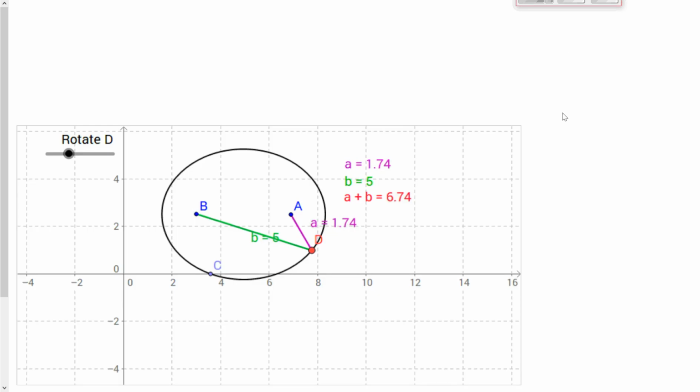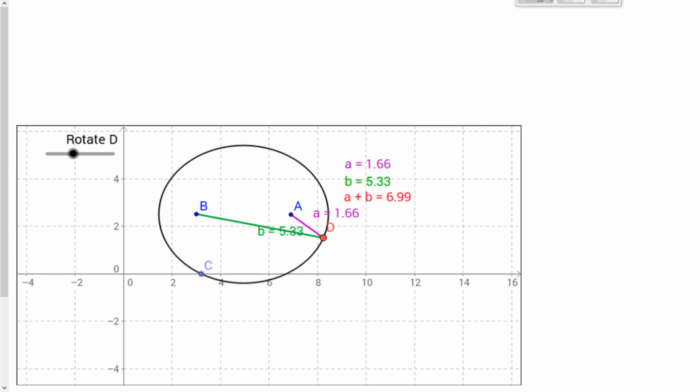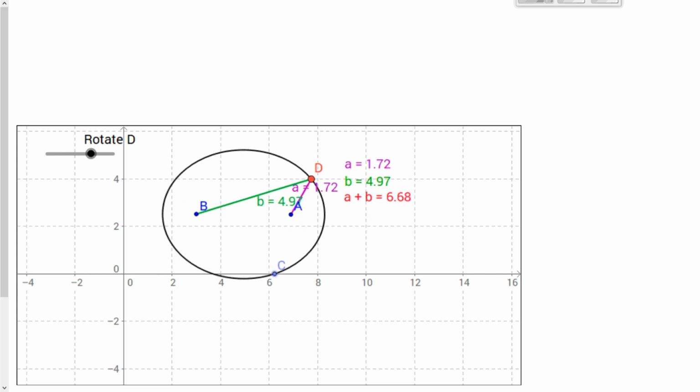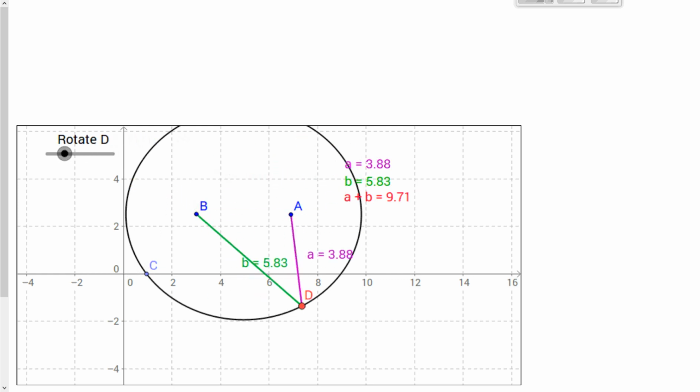Okay, so here's another simulation. Here we have our foci B and A, and any point D around the ellipse. We can see those distances from B to D and A to D. They are always the same. So see how A plus B is 6.78. A plus B is those two line segments added together. And then if we change the size of the ellipse, no matter what ellipse we have, those distances will always add together to be the same number.